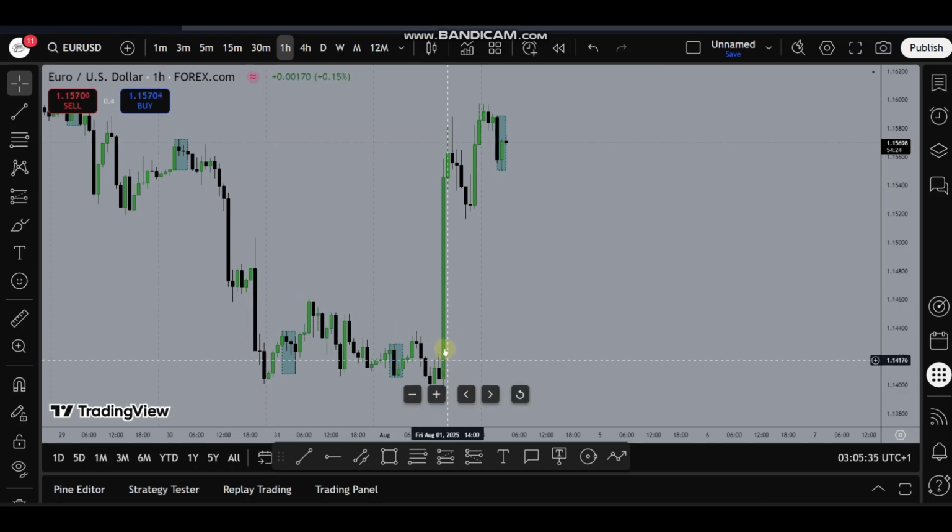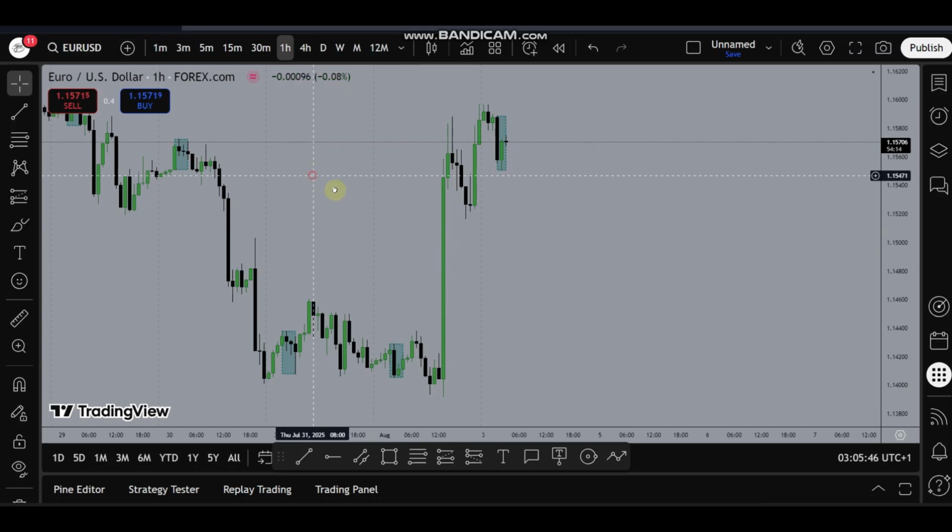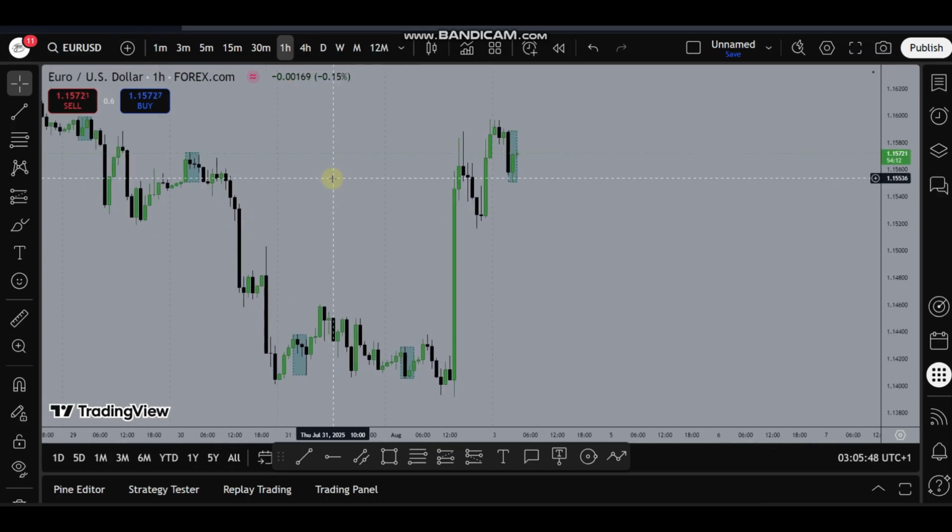A liquidity void. This NFP candle creates a huge imbalance in price, and this particular candle is a typical example of a liquidity void. And what will price do when it creates an imbalance or a liquidity void? It has to come back to fill it. Now this imbalance, price just filled it up half, still leaving a space for it to balance.